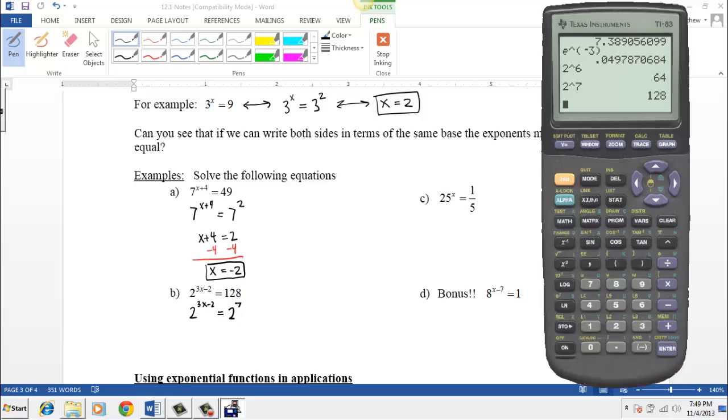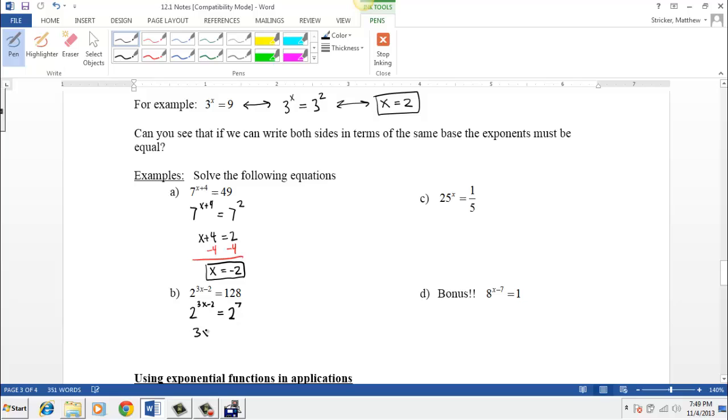And once we have the bases the same, both in base 2, then just like the last two examples, we set the powers equal to each other. So 3x minus 2 has got to equal 7, which if we add 2 to the other side, we end up getting 3x equals 9. And we divide both sides by 3, we get x equals 3.